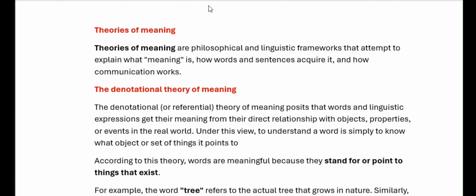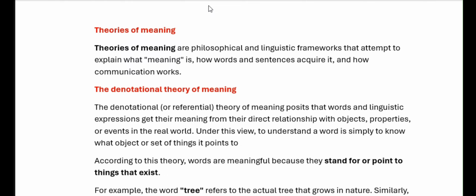Basically, theories of meaning are linguistic frameworks which explain what meaning is, how meaning and words are related to each other, and how communication works. Basically, in theories of meaning we understand the relationship between meaning and words. There are different theories of meaning. One of the earliest theories of meaning is the denotational theory of meaning.